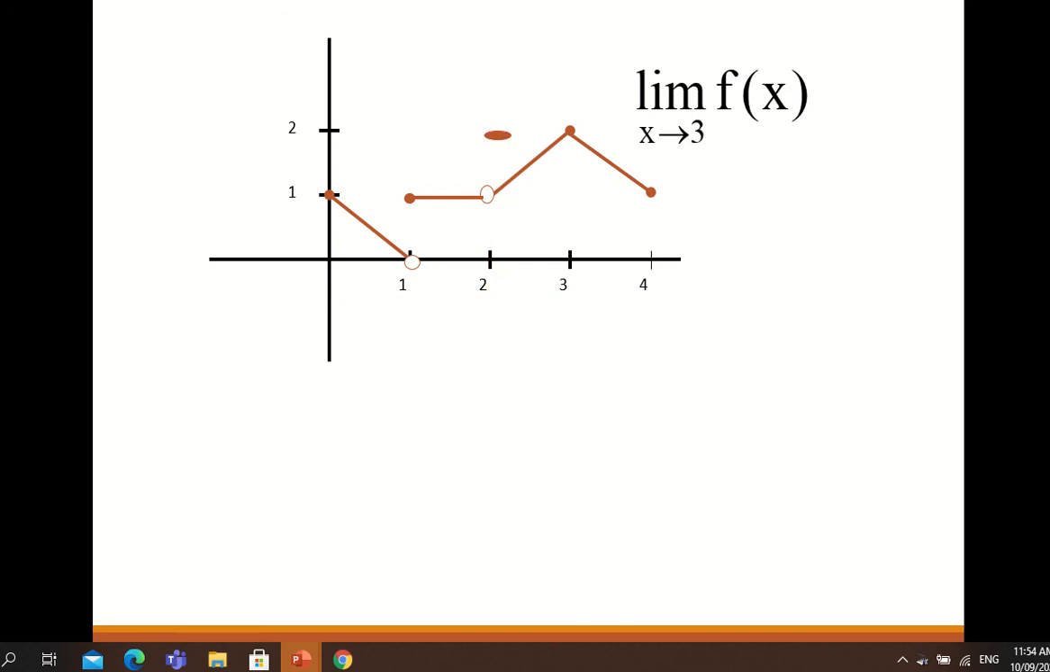Okay, now let's see this one. Again, we have the same graph, but this time as x approaches 3. We are to determine whether the limit of this function exists or does not exist. If it exists, then what is the value of that limit? This time our reference value is x equal to 3. This is the value that x approaches, from the left towards this value, and from the right towards this value, which is equal to 3.